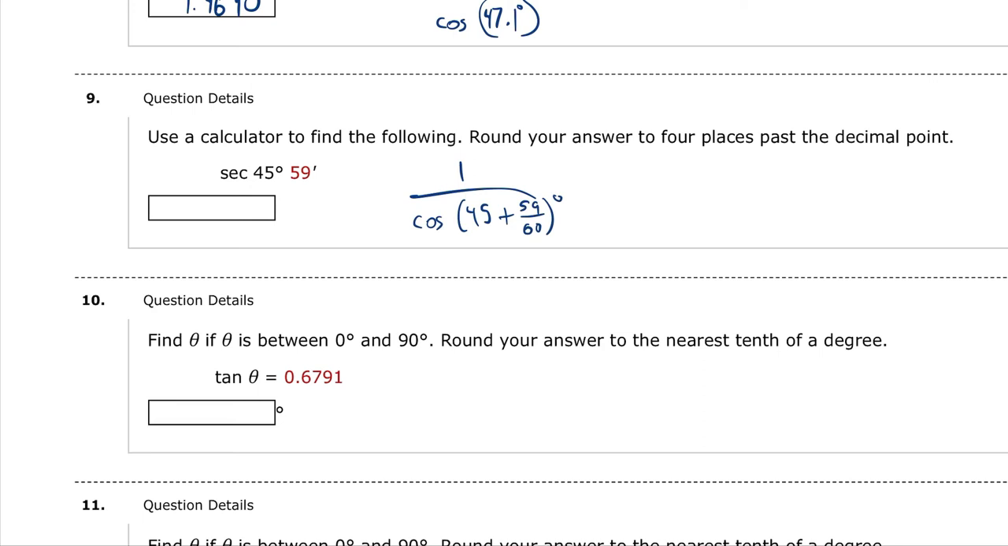If you type it in exactly the way I have it here on the calculator, you should get the right answer. 1 divided by cosine of 45 plus 59 divided by 60, I'm getting 1.4391. And they want 4 decimal places, so it should be 1.4391.